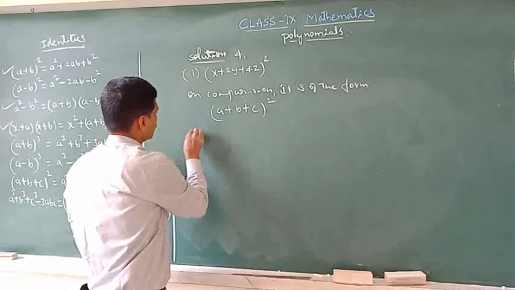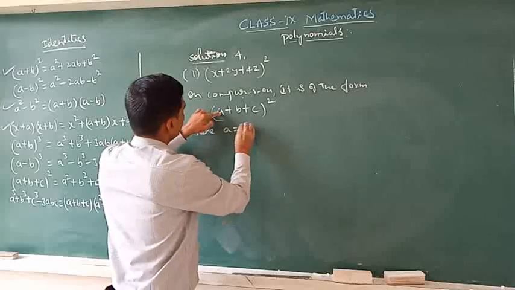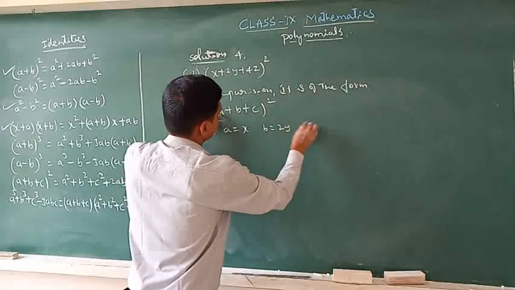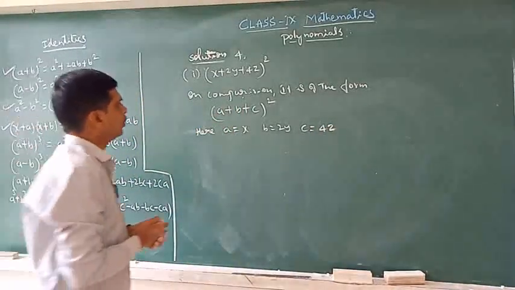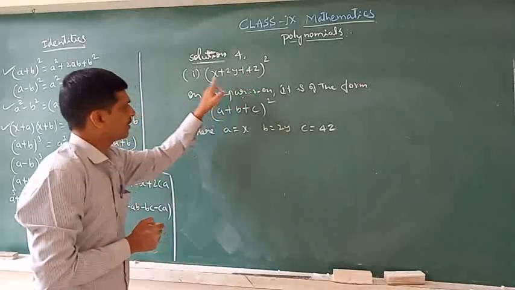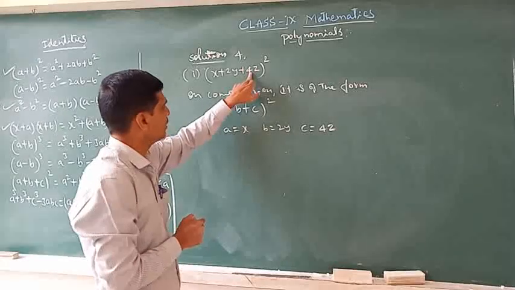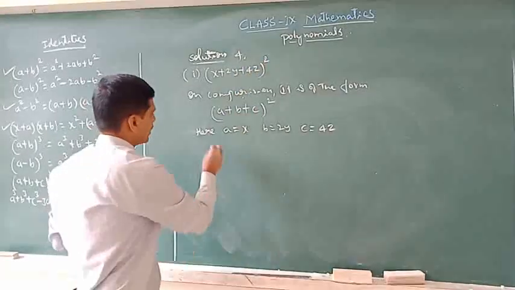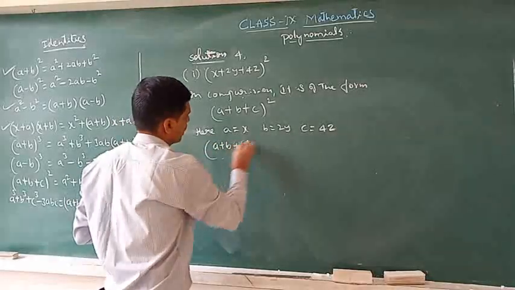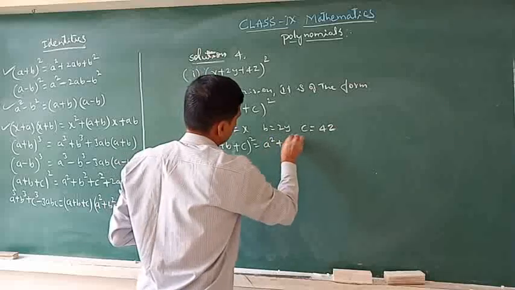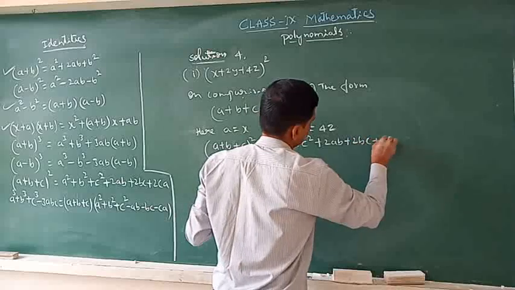Now here a is equal to x, instead of b, 2y, instead of c, 4z. Of course it is a perfect square, but here the a, b, c values come first. That is why instead of a, x, instead of b, 2y, instead of c, 4z. Afterwards, the square is there. So directly you know the expanded form of the identity: a plus b plus c whole square is equal to a square plus b square plus c square plus 2ab plus 2bc plus 2ca.